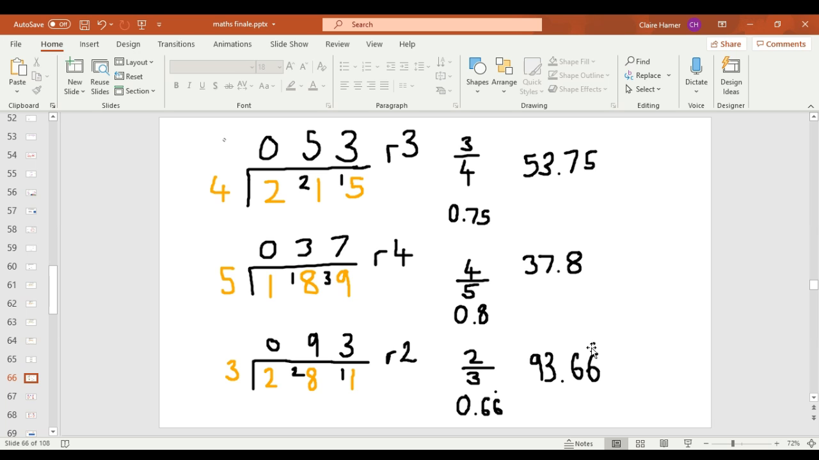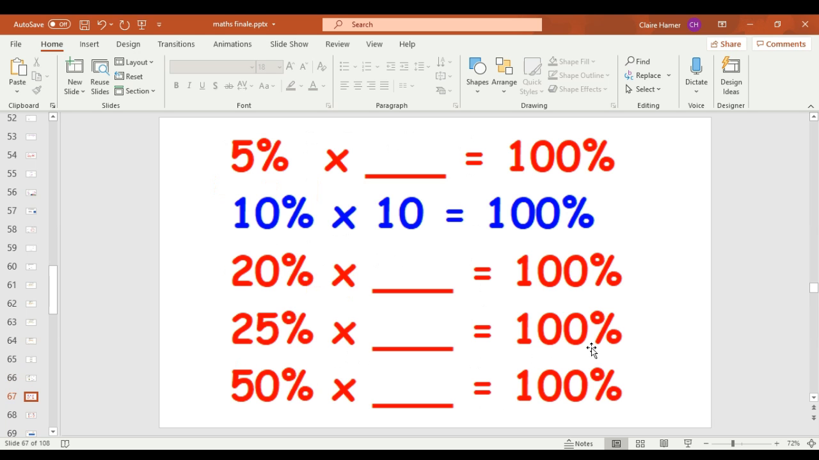Hopefully you've made some progress since yesterday, and maybe you got more of them correct than yesterday, or maybe you remembered the process better than yesterday. Now yesterday we were looking at questions where we had to work out the original amount. So for example, I said 10% of a number is 15. What number was I thinking of originally?